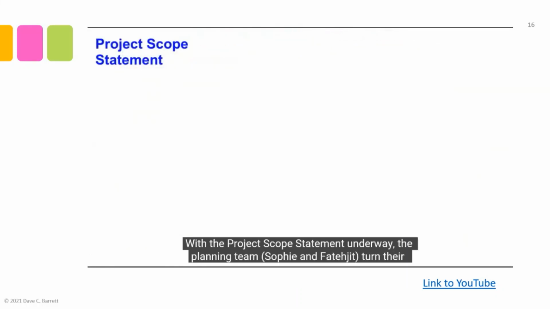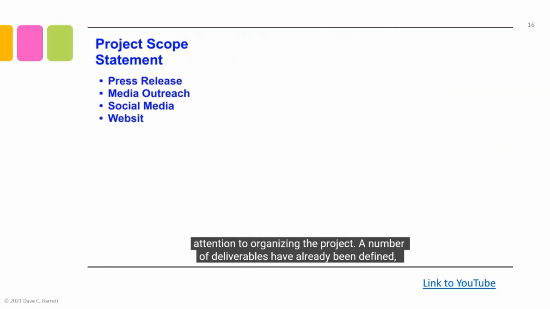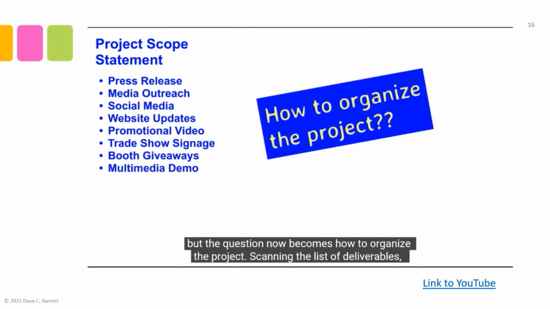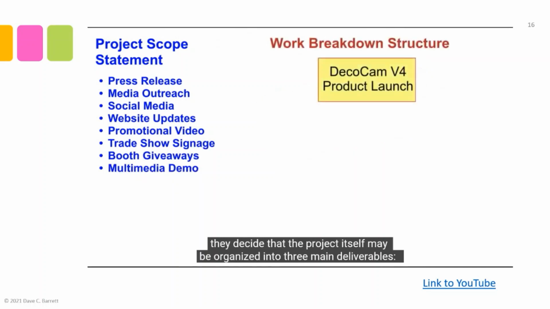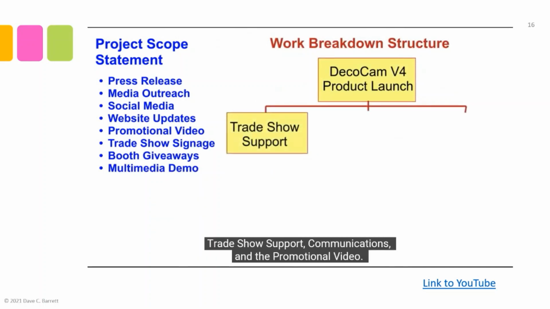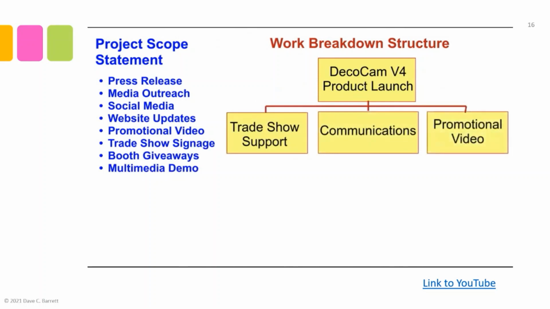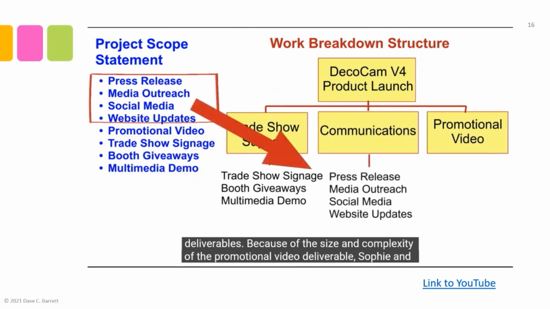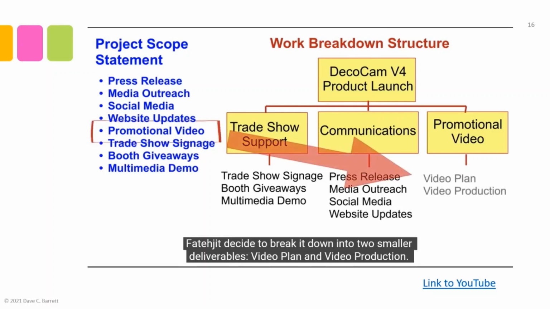With the project scope statement underway, the planning team, Sophie and Fatihjet, turn their attention to organizing the project. A number of deliverables have already been defined, but the question now becomes how to organize the project. Scanning the list of deliverables, they decide that the project itself may be organized into 3 main deliverables: trade show support, communications, and the promotional video. Each of the deliverables from the project scope statement is inserted under one of the 3 deliverables. Because of the size and complexity of the promotional video deliverable, Sophie and Fatihjet decide to break it down into 2 smaller deliverables: video plan and video production.